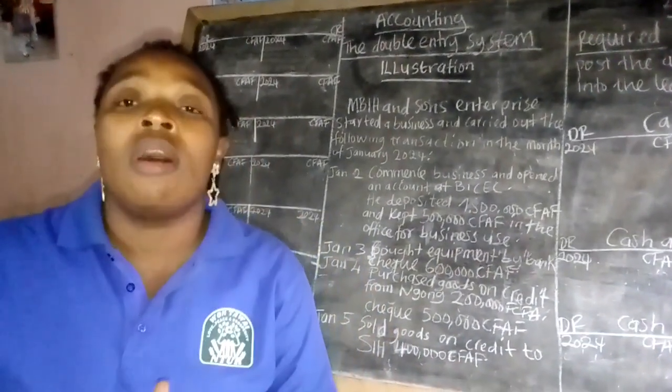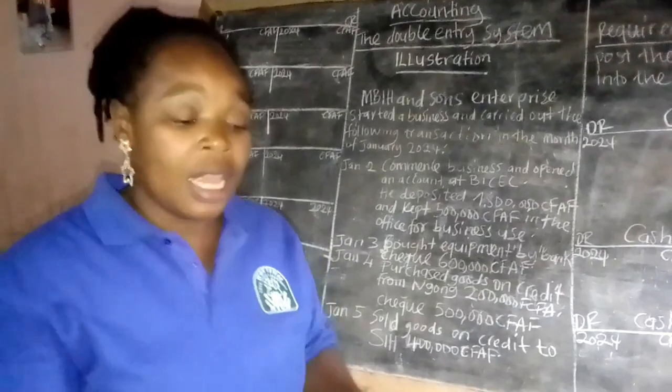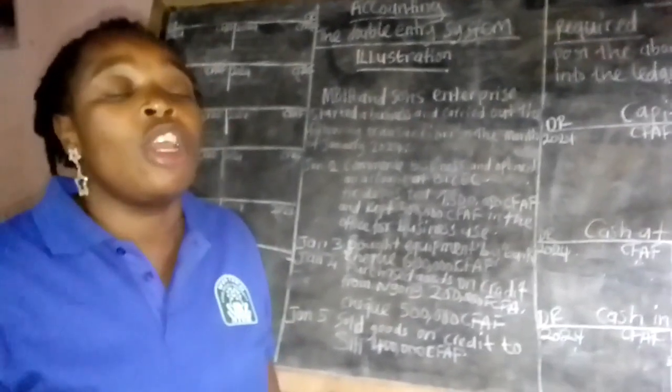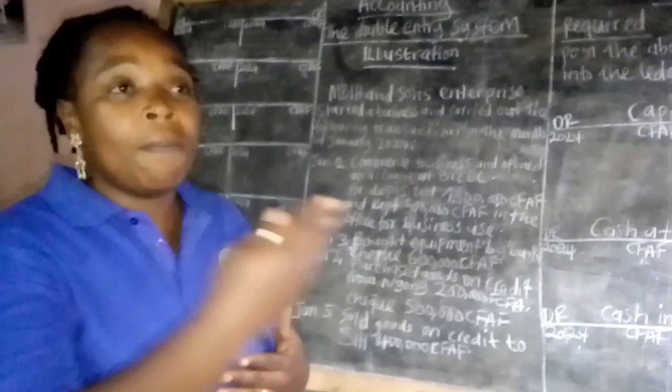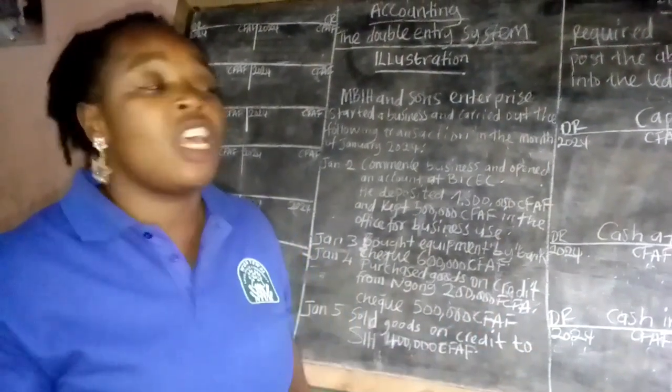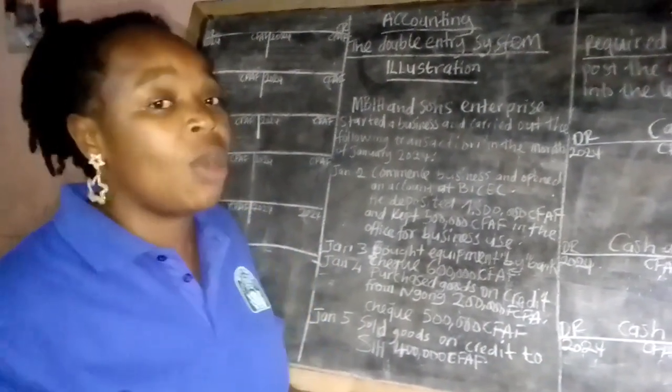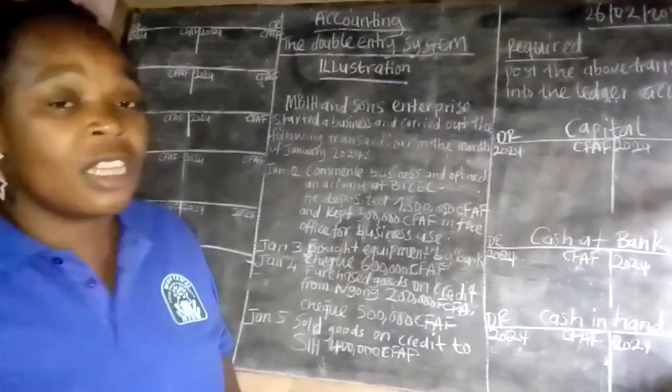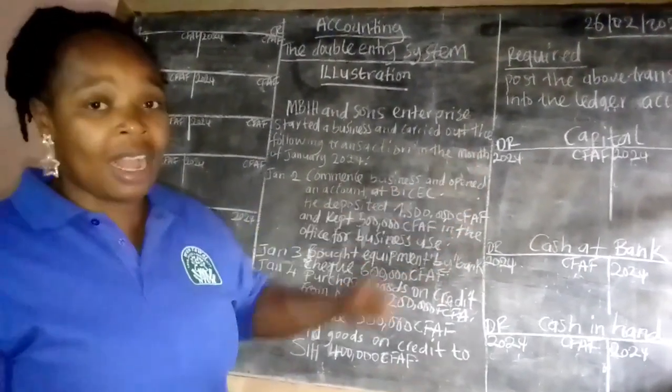and kept 500,000 in the safe. In case he needs money, he will not need to go to the bank and pay transport, pay for charges. So that is why he kept 500,000 francs in the safe. So you discover that there are three accounts.